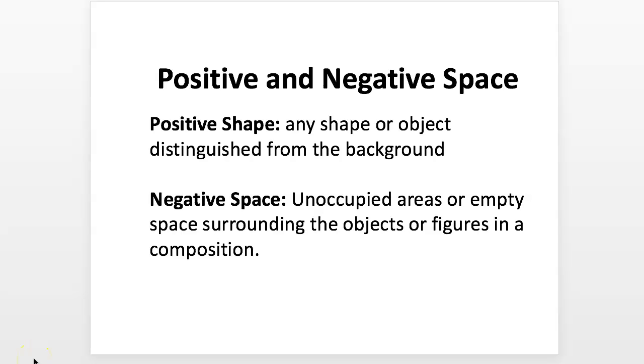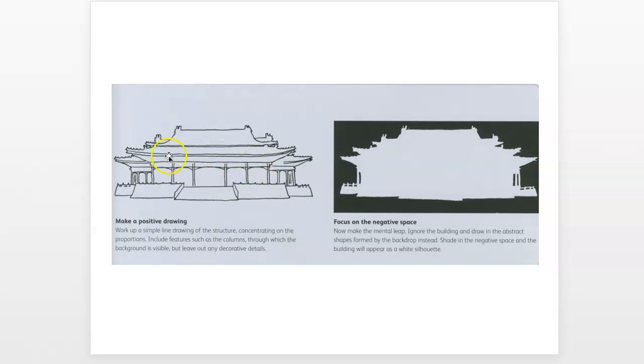Hi class, this assignment's going to be about drawing negative spaces, and I want to just start off by explaining the difference between positive shape and negative space. So positive shape is any shape or object distinguished from the background, and negative space is the unoccupied areas or empty space surrounding the objects or subjects or figures in a composition. This shows it pretty simply, a positive drawing, and this is the negative space.